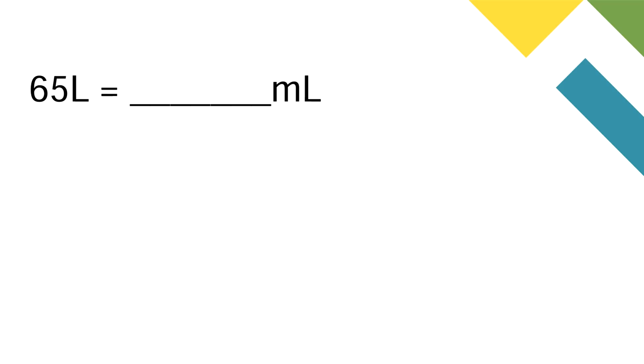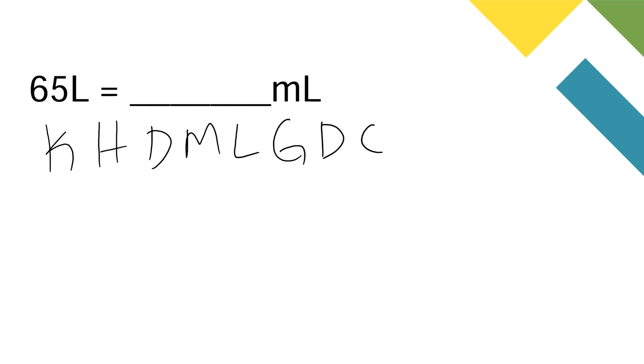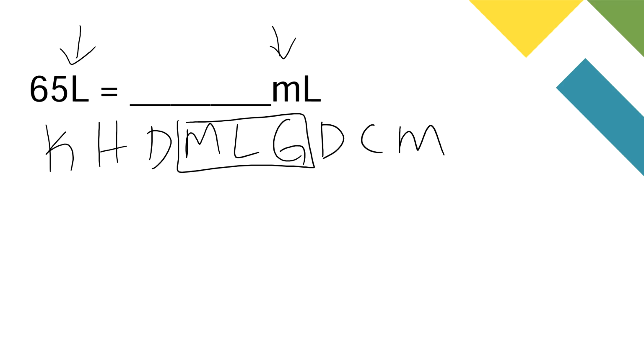Next, my question says 65 liters is equal to blank milliliters. I write my story. King Henry drove my little green Dodge car Monday. The more you say it, the more you remember. Box MLG. All right. My question is giving me liters, wants me to change it to milliliters. So L, any letter that's by itself, that means I'm in the box. So I'm starting in the box.